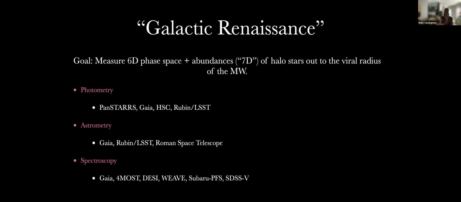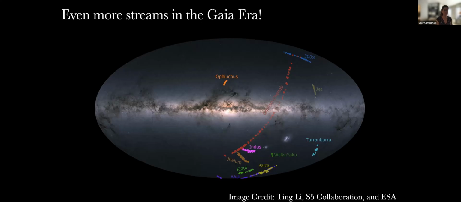So it's a very exciting time to be interested in the stellar halo because we currently have more data than we could have dreamt of 10 years ago, and it's only continuing to grow. And so a lot of what we learned from the Gaia era is that we have even more streams than we thought. I'm showing you here the beautiful Gaia image of the Milky Way galaxy with a number of the beautiful streams that were discovered as a part of the S5 collaboration led by Ting Li, thanks to Gaia and follow-up spectroscopy. And so we're discovering all of these new systems.